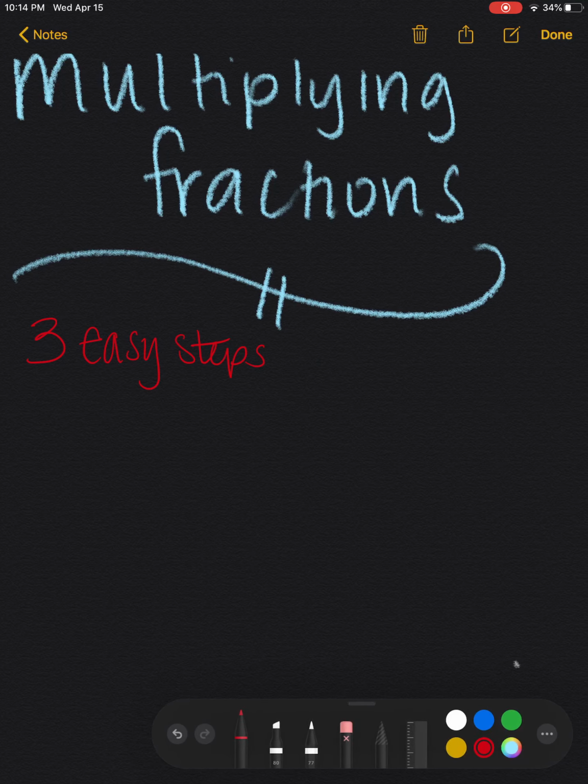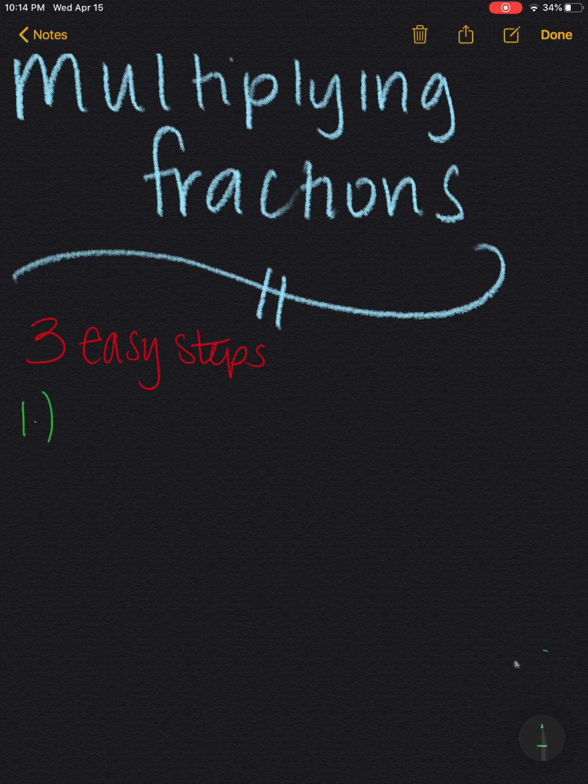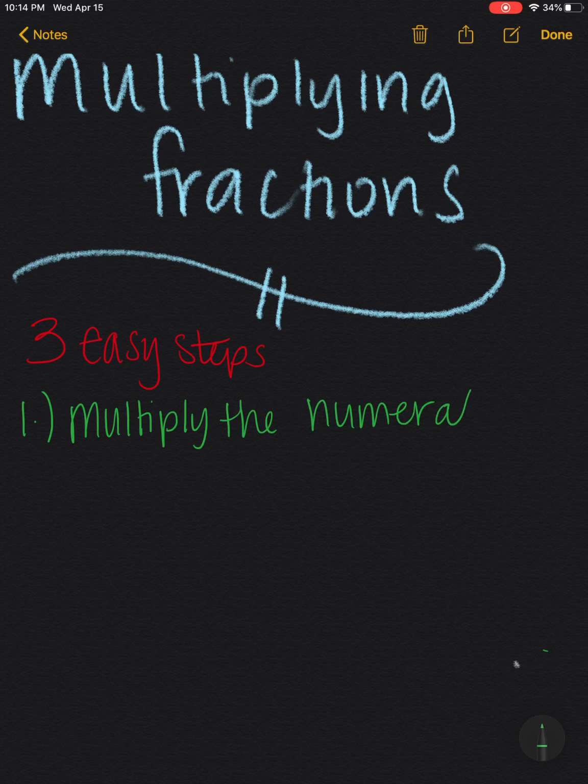So, step 1 is multiply the numerators from each fraction.